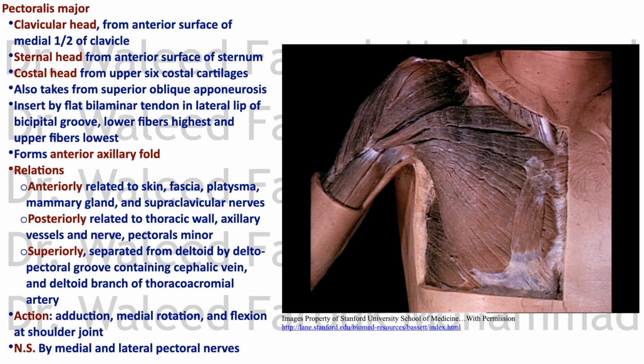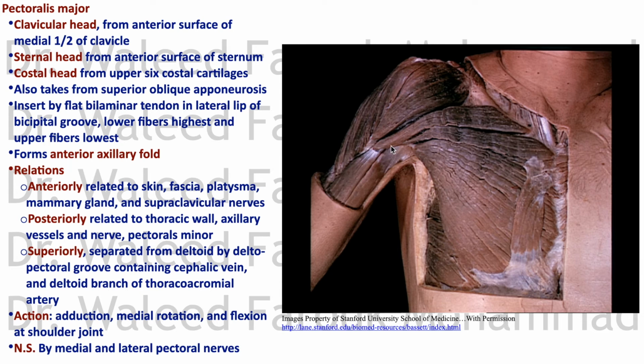Okay, pectoralis major. This is the pectoralis major muscle. It has a clavicular head from the anterior surface of the medial half of the clavicle. From the anterior surface of the sternum, this is the sternal head. From the upper 6 costal cartilages, this is the costal head. Also, it takes from the aponeurosis of the external oblique muscle. The fibers converge laterally, see, and they are twisted.